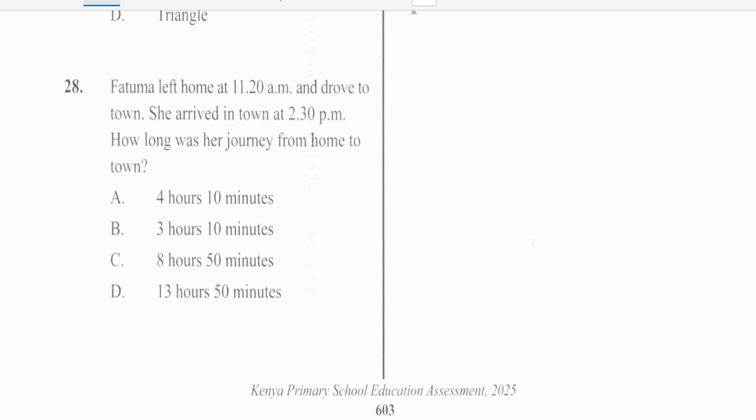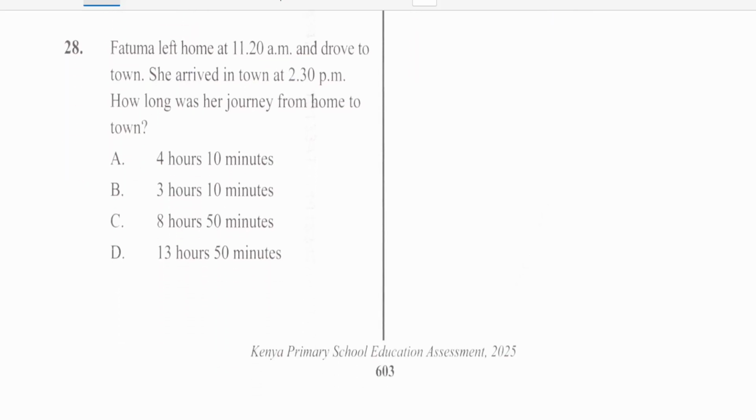Question 28. Fatu. Alhamdulillah, I have a lot of friends called Fatuma.